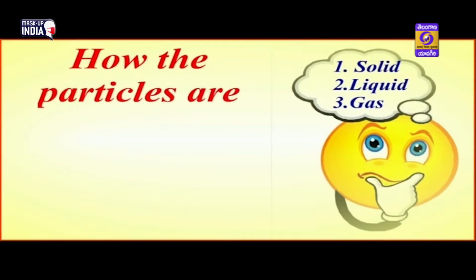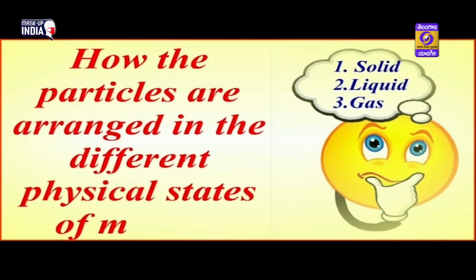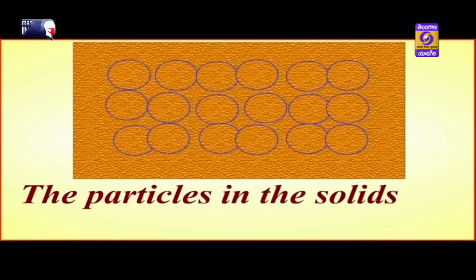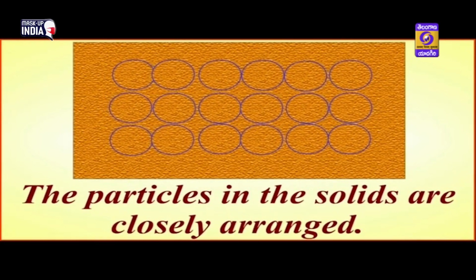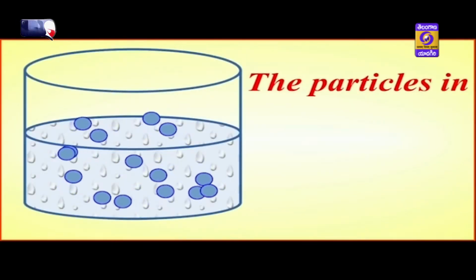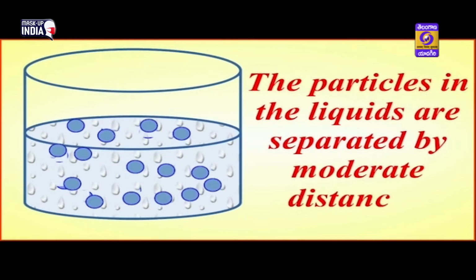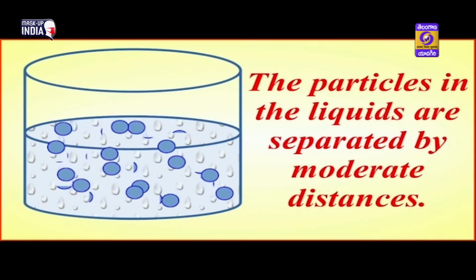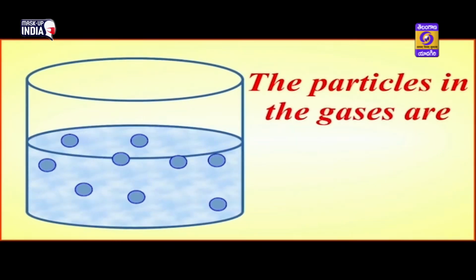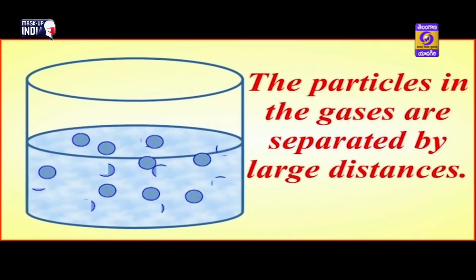My dear children, how are the particles arranged in different physical states of matter? The particles in solids are closely arranged. The particles in liquids are separated by moderate distances. The particles in gases are separated by large distances.